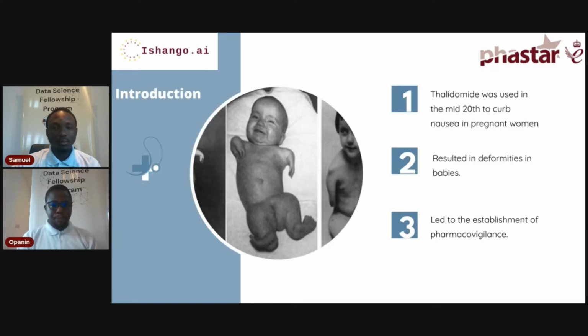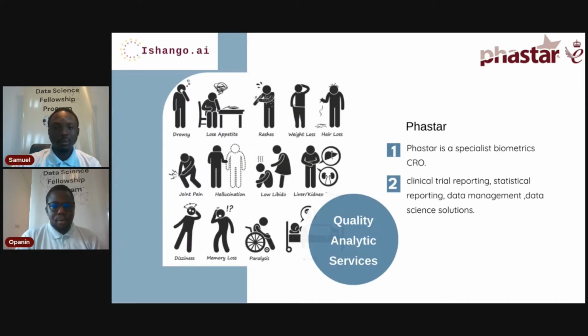of these results. So in the mid 20th century, pregnant women did take a drug called thalidomide to help curb nausea. This resulted in a lot of deformities in the babies. As a result, WHO established the whole science called pharmacovigilance to help curb this situation.